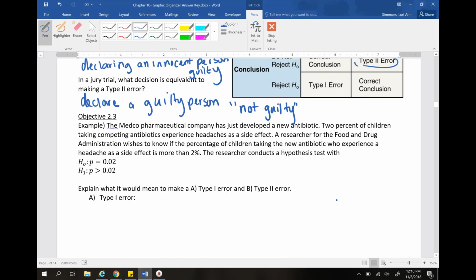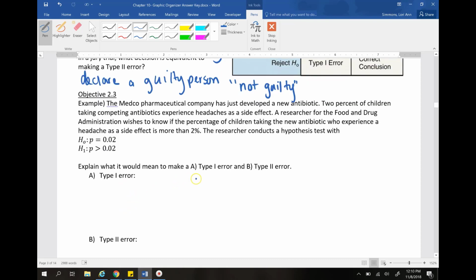A medical pharmaceutical company has just developed a new antibiotic. 2% of children taking competing antibiotics experience headaches as a side effect. A researcher for the Food and Drug Administration wishes to know if the percentage of children taking the new antibiotic who experience a headache as a side effect is more than 2%. The researcher conducts a hypothesis test with the following. We did this one up above. So for this one, explain what it would mean to make a type 1 error and then a type 2 error.